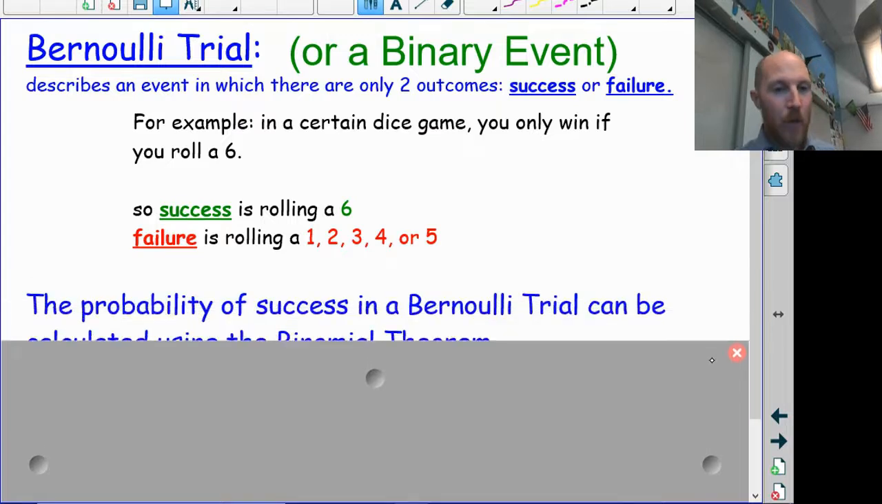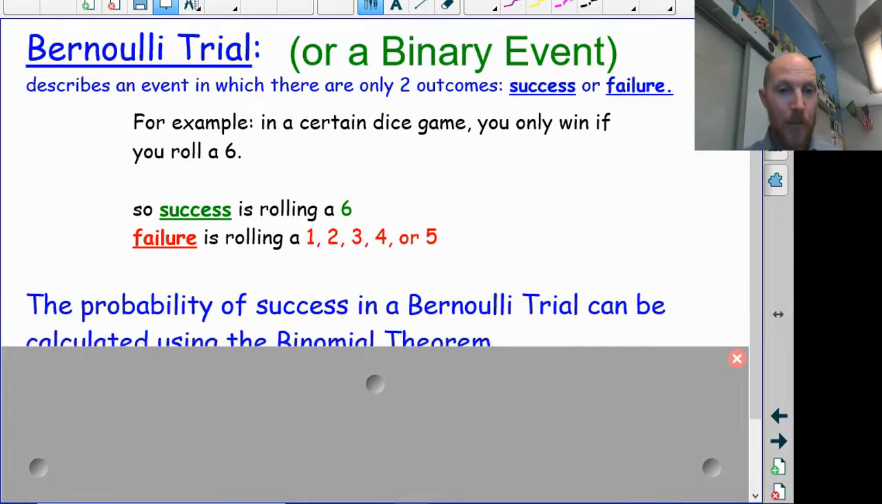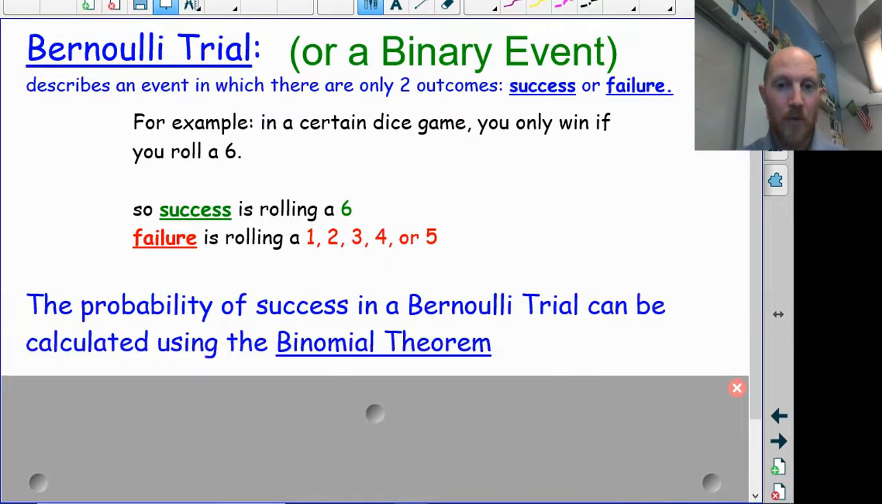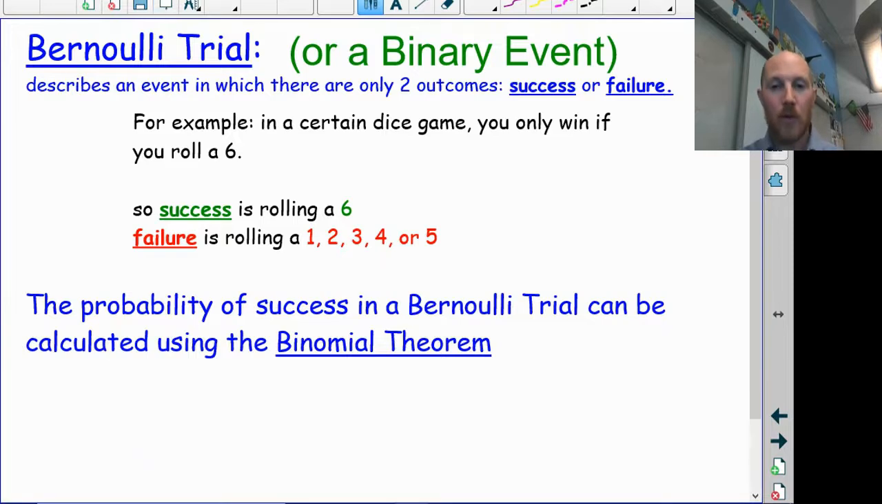So in order to calculate the next thing, the probability of a certain number of successes in a Bernoulli trial, we do that using what is called the binomial theorem. Now, you might have learned about the binomial theorem in some other classes. It's got actually a lot of applications, not just in statistics. So if you haven't yet come across the binomial theorem, chances are you probably will come across it again in a future math class, which you can look forward to.